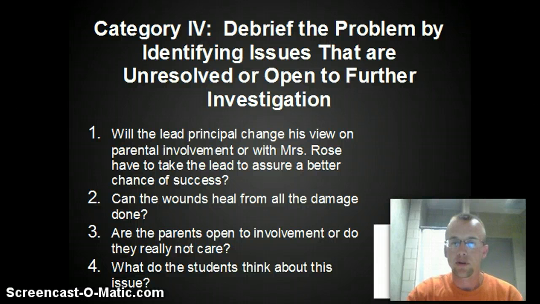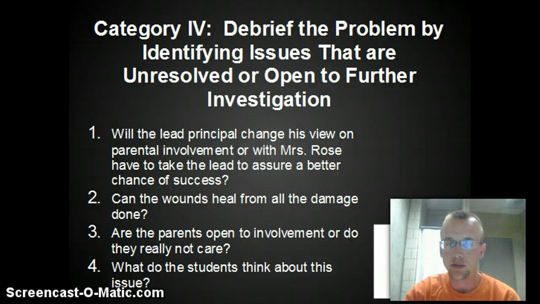Category number 4, what are the issues that are left unresolved and open to further investigation? Number 1 is, will the lead principal change his view on parent involvement, or will Mrs. Rose have to take the lead to assure a better chance of success? If he's not willing to put the effort into getting the parents more involved, it'd be better for Mrs. Rose to step up and take that on herself, because she's the one that's just straight out of school, and would probably have the most recent information that's available on how these things are getting started.